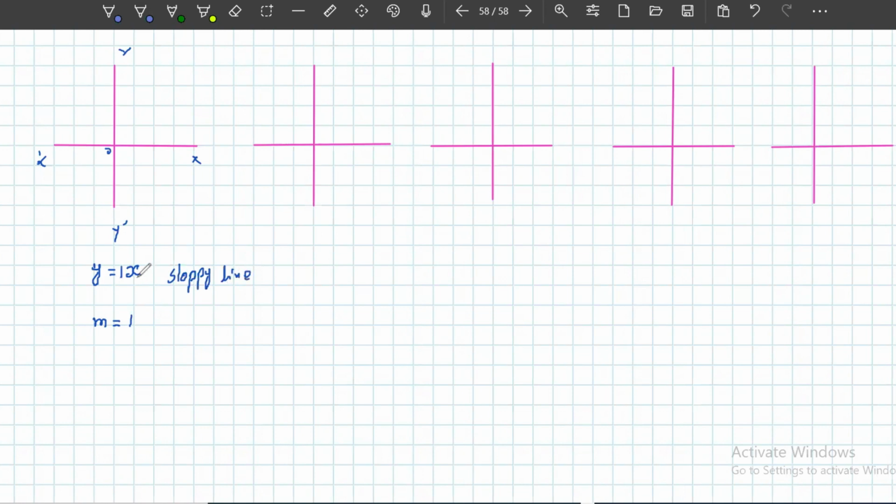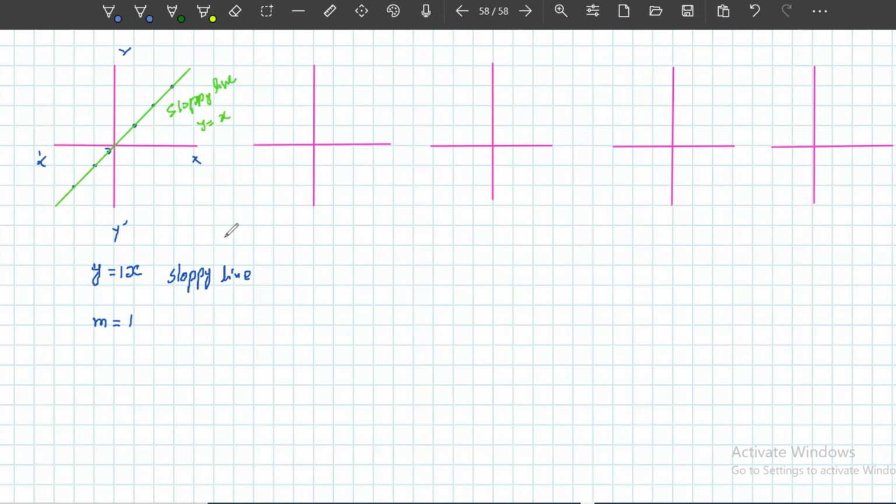And how to draw it? As we know that x and y are equal. So if x is 1, y is 1, x is 2, y is 2, x is 3, y is 3. Same as if x is -1, y is -1. So we have a sloping line and we can draw it this way. So this is the line. This line is basically a linear equation or a straight line, but sloping. This is a sloping line, and it is y is equal to x.